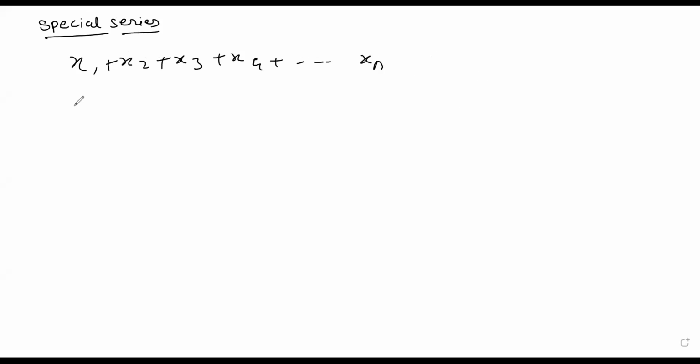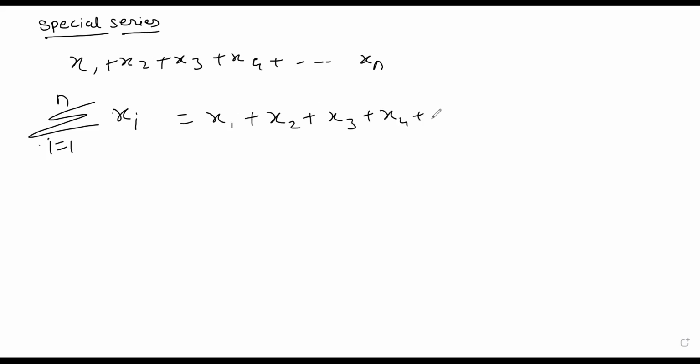We can write this in a different way, saying summation xi, i runs from 1 to n. So i will become 1, so it will become x1. Then i will become 2, it will become x2. Then i will become 3, so it will become x3. Then x4 plus so on up to xn. Okay. Now, this is the special series.